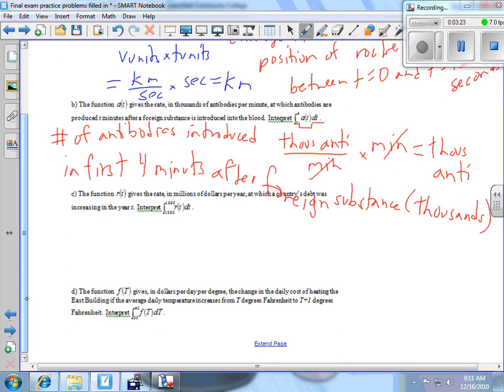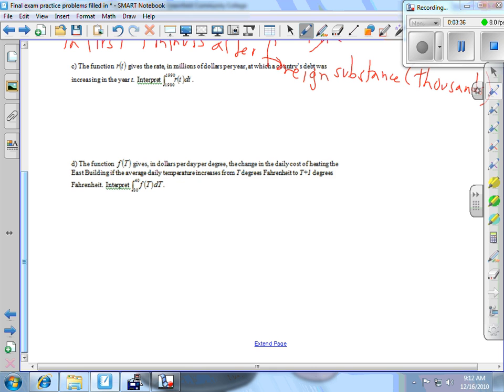Part C, the function r of t gives the rate in millions of dollars per year at which a country's debt was increasing in the year t. Interpret the integral from 1980 to 1990 of r of t dt. Again, we'll start with some units. R units is millions of dollars per year times t units, years. And so the ultimate answer is going to be in millions of dollars.